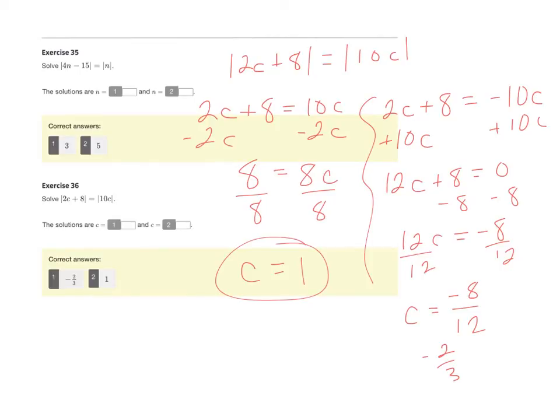Negative 2/3. So if I have negative 2/3, and I'm going to times that by 2, which gives me negative 4/3, and if I add 8 to that, I end up with 20/3. Now, 10 times negative 2/3, negative 2/3 times 10 is going to give me negative 20/3. The absolute value of negative 20/3 is 20/3. So that's how you do the first two.